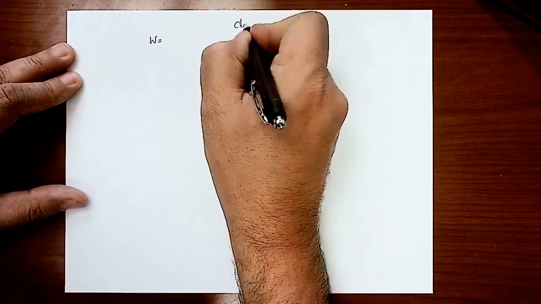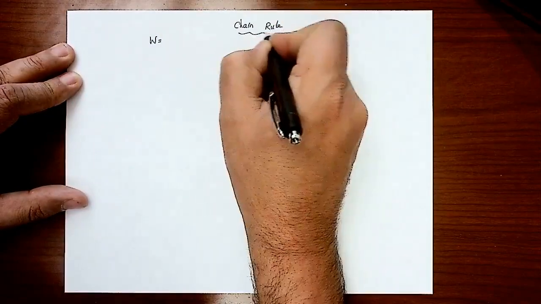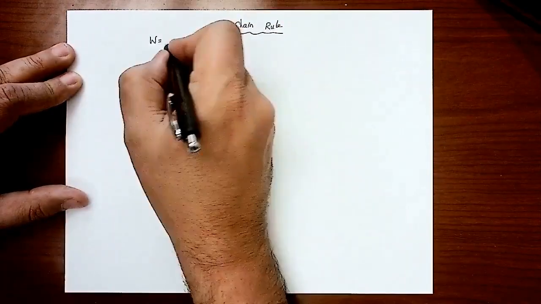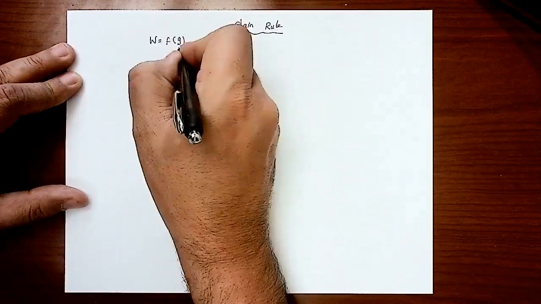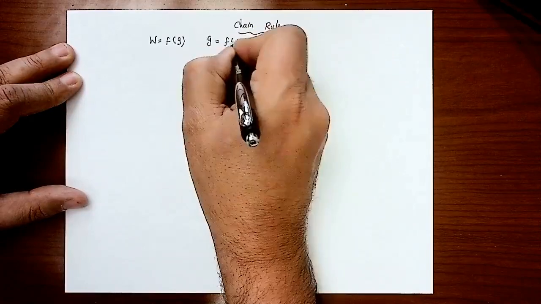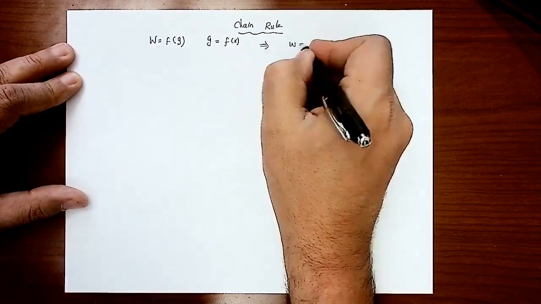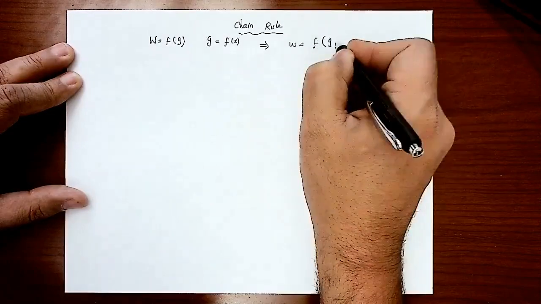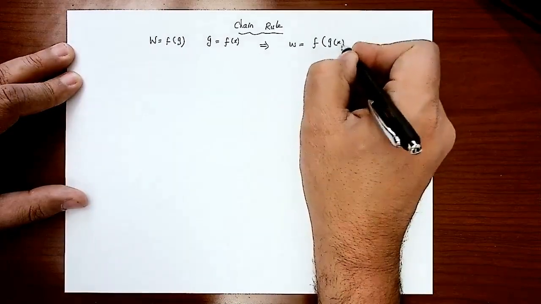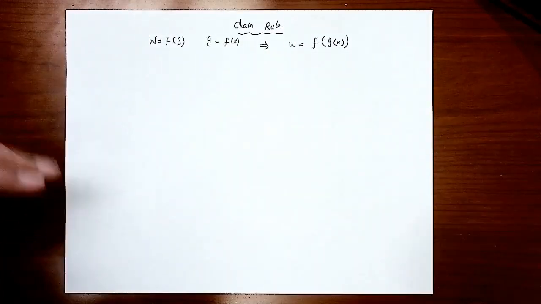So I'm going to call that chain rule. If you have a function W, that's a function of a variable G, but you also know that G itself is a function of X. So I can write down that W is simply a function of G, which is itself a function of X, right? So there is dependency here.